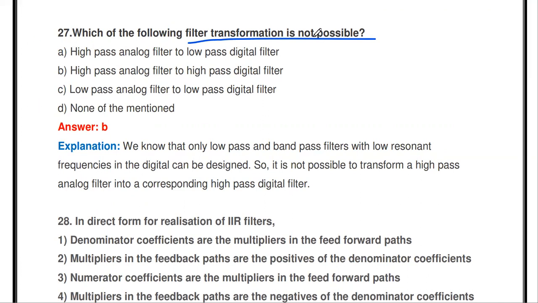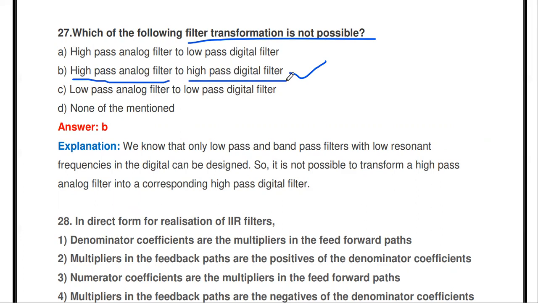We can convert a normalized low pass filter into a low pass filter with a different cutoff frequency, low pass to high pass, low pass to band pass, low pass to band stop, all available. But in this, which one is not applicable? High pass analog filter to low pass digital filter, high pass analog filter to high pass digital filter, low pass analog filter to low pass digital filter, none of the mentioned. We can't transform the high pass analog filter to a high pass digital filter.